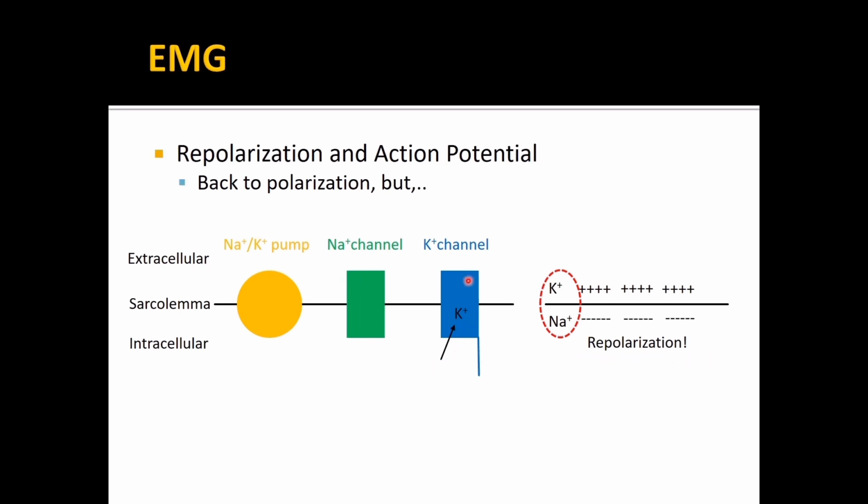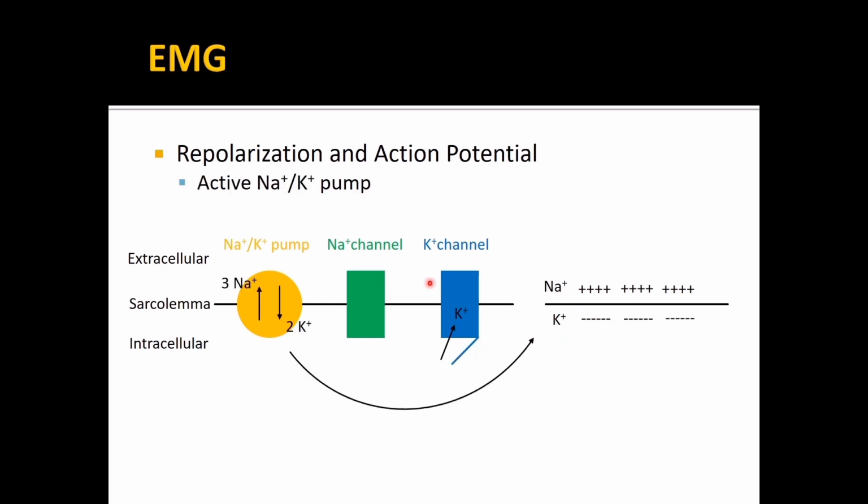That's why you can see the potassium located outside of the cell and the sodium located inside of the cell, which looks different from the initial polarization. This is due to the outflow of potassium. So we have to rearrange sodium and potassium to get back to the initial polarization state. We have an active sodium potassium pump here, which rearranges sodium and potassium like the initial polarization state.